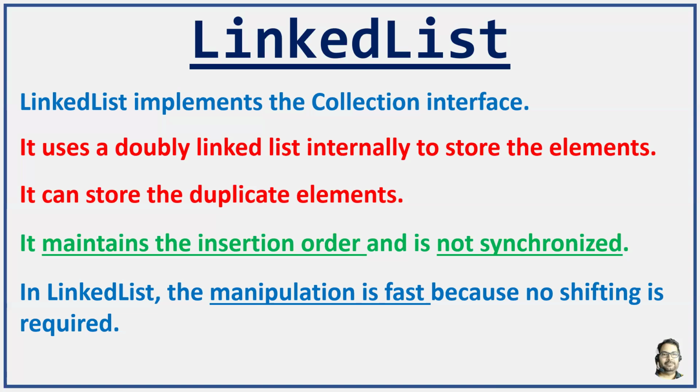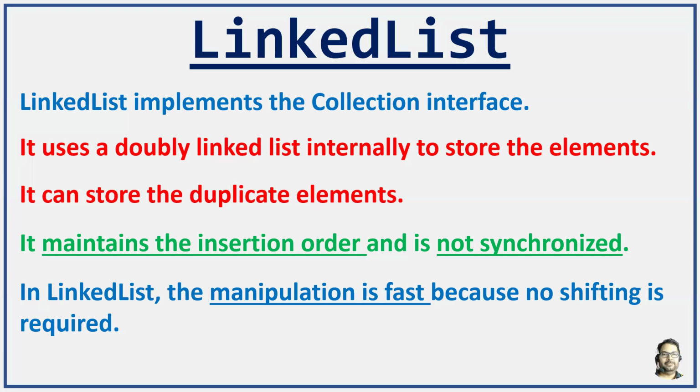Doubly linked list means you can operate the linked list from either side. It maintains the insertion order and is non-synchronized. That is also a quality of a list, that it maintains the insertion order and is non-synchronized.